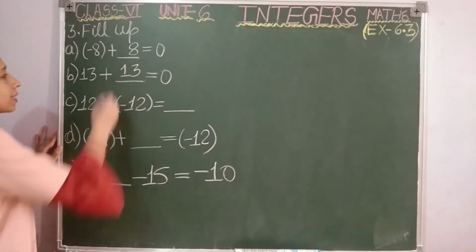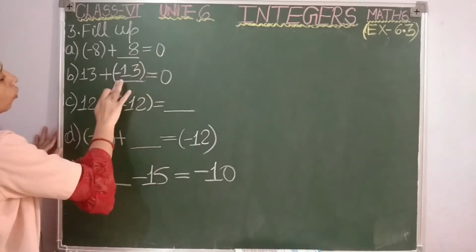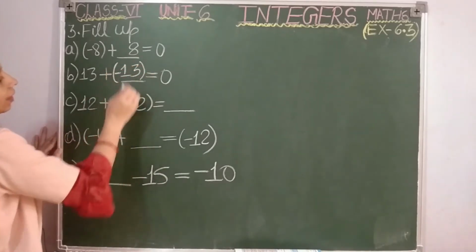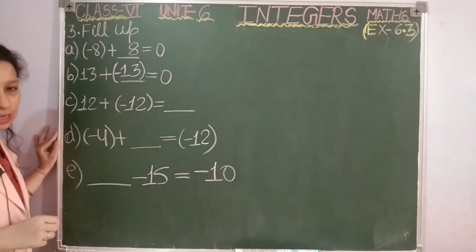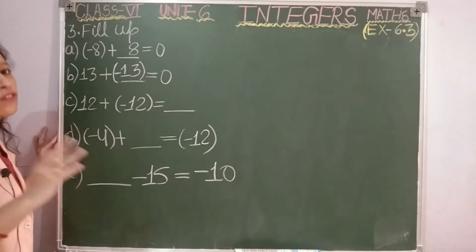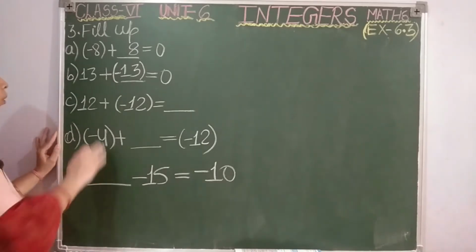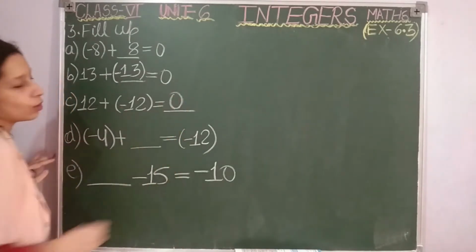So what to do, students? Here I have to subtract 13, and for subtracting it, look, I have taken minus 13. Now what will happen? Plus minus minus. 13 minus 13 will give you 0. So students, these fill-ups you can solve only when the basics of integers are clear to you. Okay, next one, plus minus minus, 12 minus 12, 0.